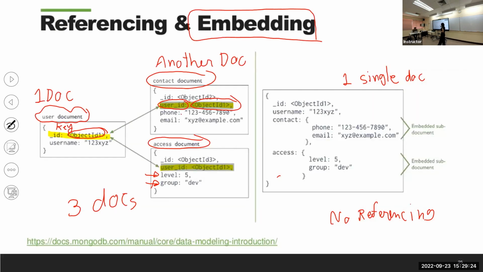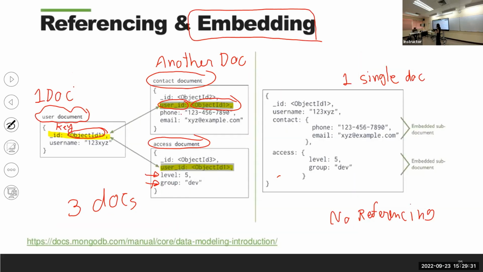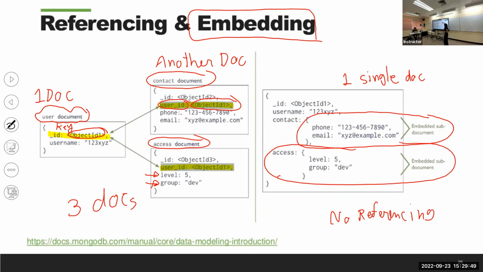For the general recommendation, I'm talking here about a 1-to-1 relationship, meaning one user having 1 contact and one user having 1 set of access control data. When you embed them into 1 single document, this is embedded here, and this is embedded here.